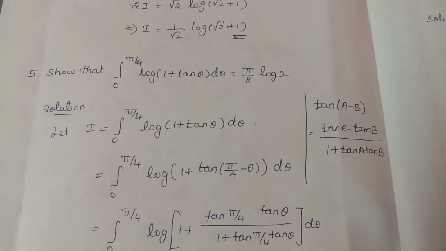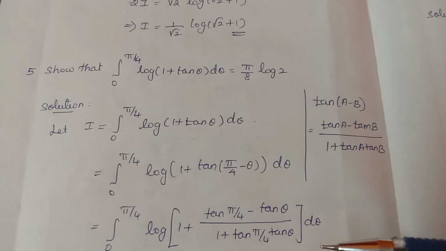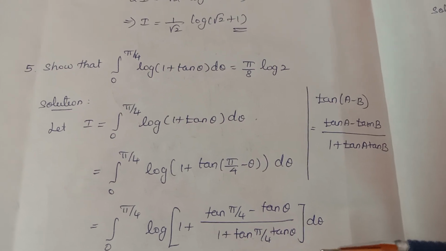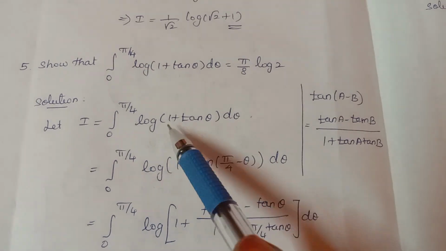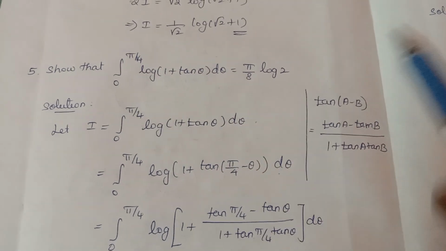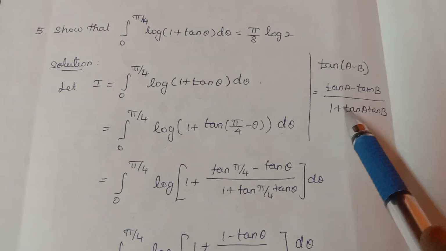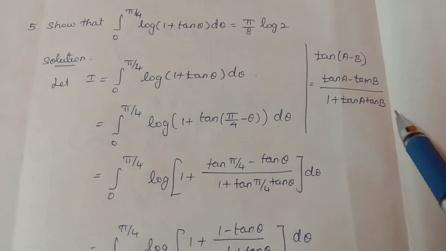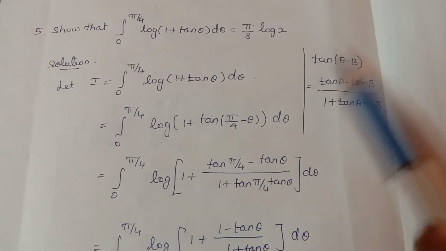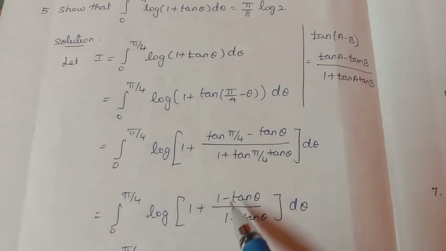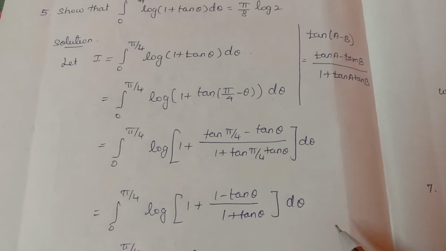As usual, let me apply the property: integral 0 to a of phi of x dx is equal to integral 0 to a of phi of (a minus x) dx. So applying that property, I am getting integral 0 to pi by 4 of log of (1 plus tan(pi by 4 minus theta)) d theta. But the tan(a minus b) formula is (tan a minus tan b) by (1 plus tan a tan b). So here (tan pi by 4 minus tan theta) by (1 plus tan pi by 4 tan theta). Put tan pi by 4 equal to 1 here. So log of 1 plus (1 minus tan theta) by (1 plus tan theta) d theta.